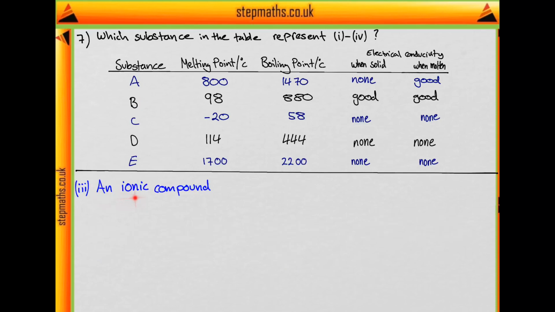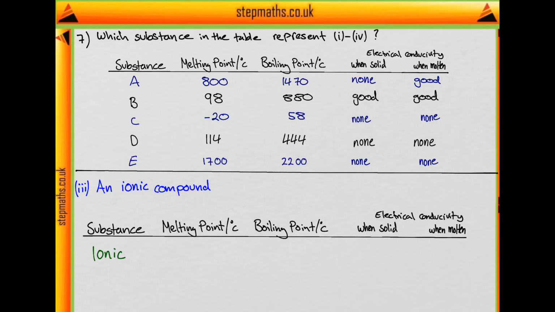Next we will look at an ionic compound. So a classic example is NaCl, and the properties of that will be that it has a high melting point and a high boiling point. It doesn't conduct electricity when it's a solid, however it does when it's molten. And only one substance matches these properties, and we can see that this substance is A.